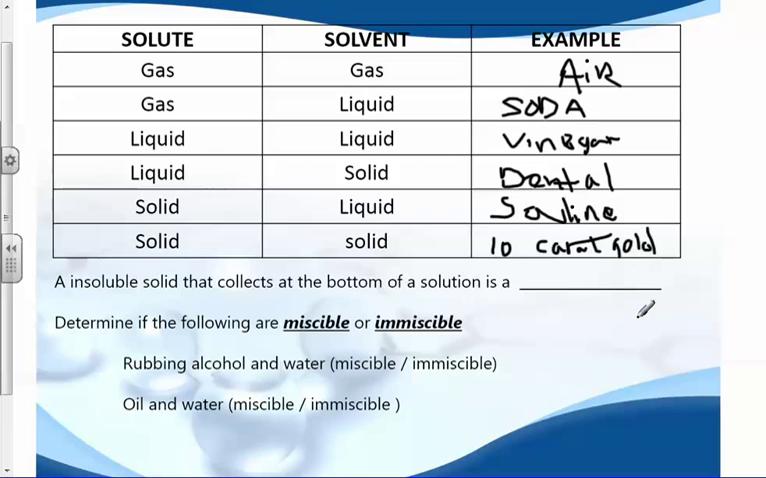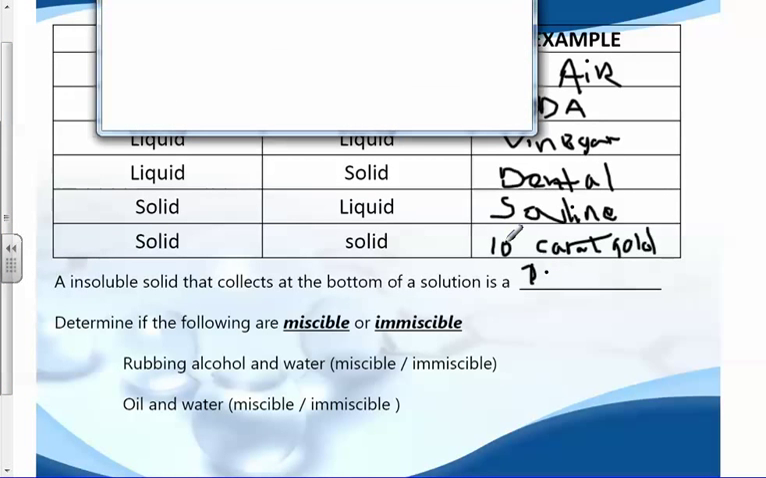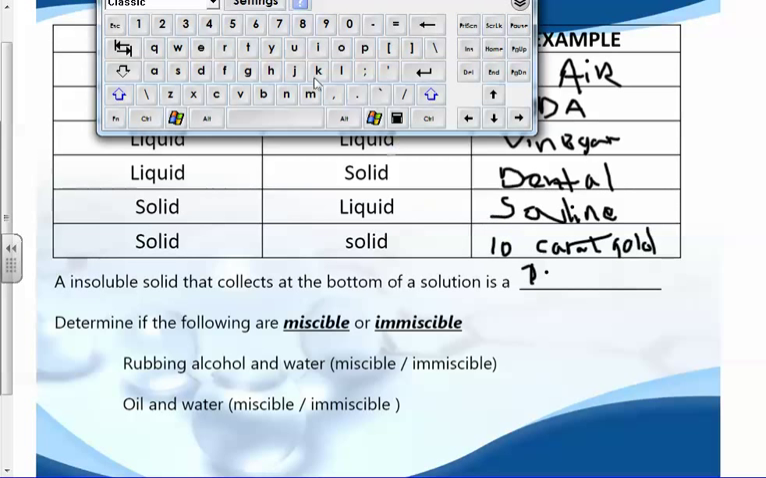So an insoluble solid that happens to collect at the bottom of a solution is what we call a precipitate. Precipitate. Let me see if I can make this better. I think I can. Yeah, precipitate.